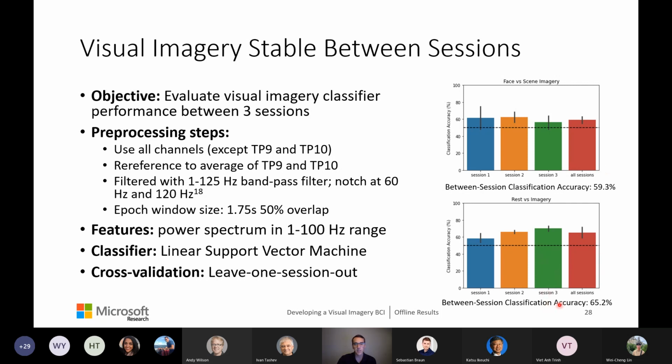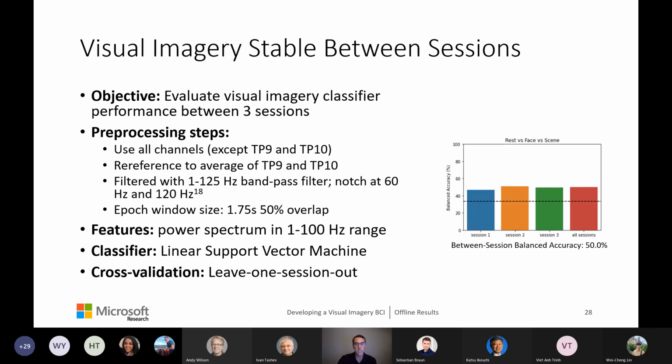Then even for the rest versus imagery periods, from sessions 1 to 3, our classification accuracy increased a little bit, starting around 60% up to a little above 70%. And the between session classification accuracy here was still pretty high, around 65%, training on 2 sessions and testing on a left out one.